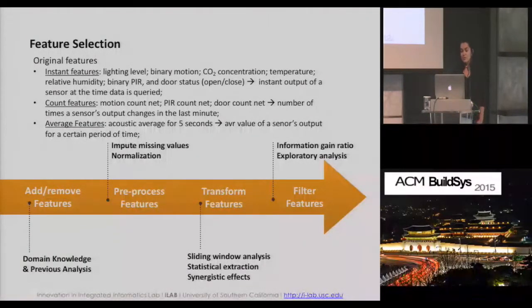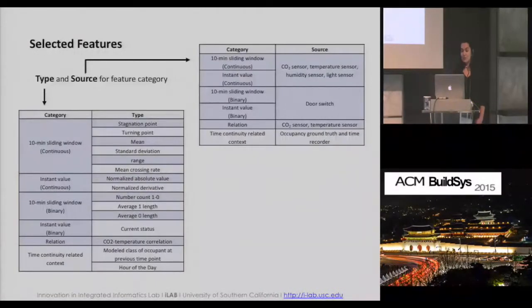You all know too many features could cause overfitting. So we removed redundant features and we looked into information gain. I'm going to talk about that, but we have done some exploratory studies to decide on the final list. So these are the types and the sources of different features that we have used.